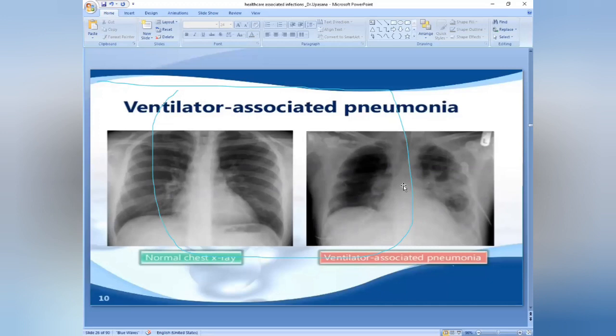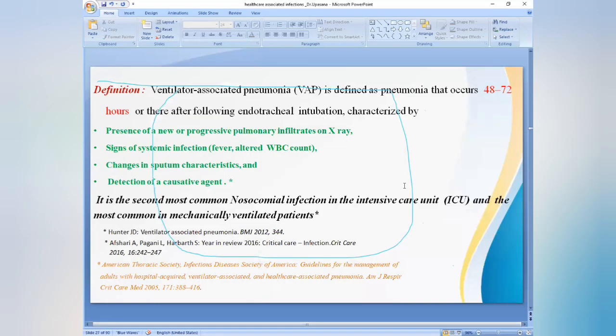So this is how your normal chest looks, and this is how a VAP patient's chest looks. So when do we define VAP? It is defined as a pneumonia which occurs beyond 2 days or 48 hours following endotracheal intubation, characterized by the presence of new or progressive pulmonary infiltrates on the X-ray, like the picture I showed just previously.